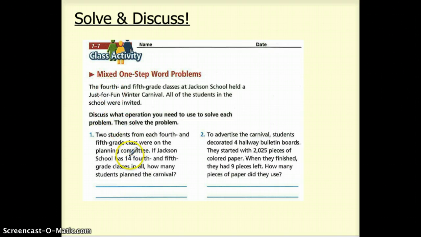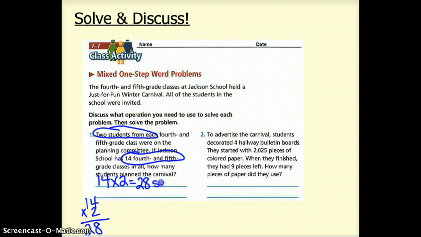Alright, so I know there's 14 total classrooms, and I know there are 2 students from each one, so that tells me that I need to do 14 times 2. I know 4 times 2 is 8, 2 times 1 is 2, so 14 times 2 equals 28 students.